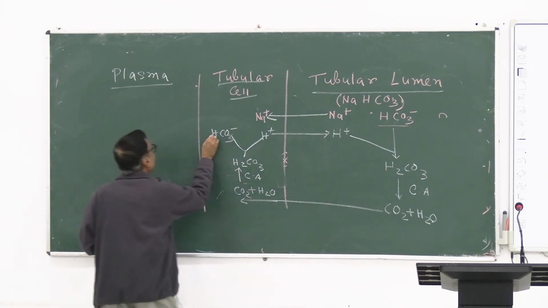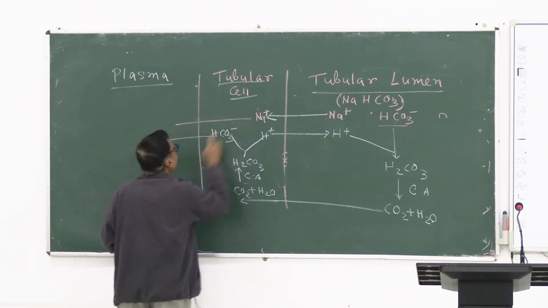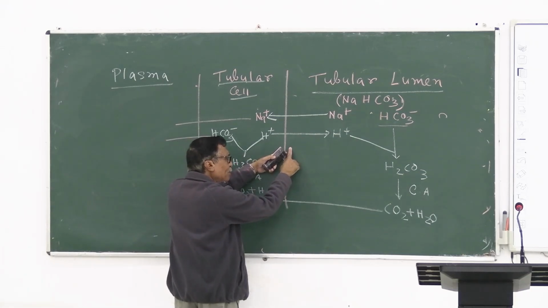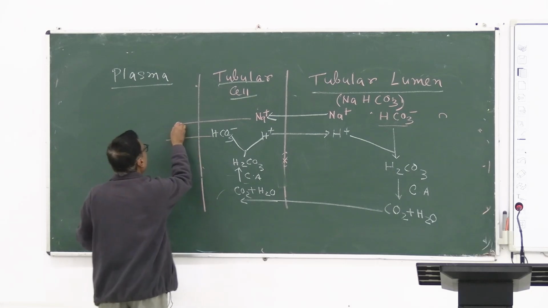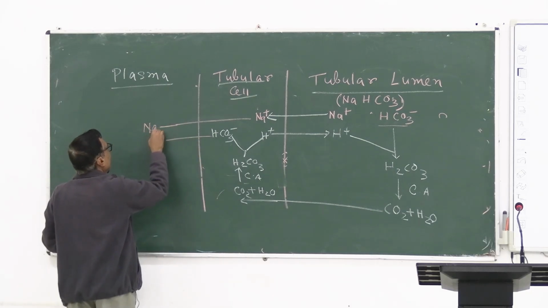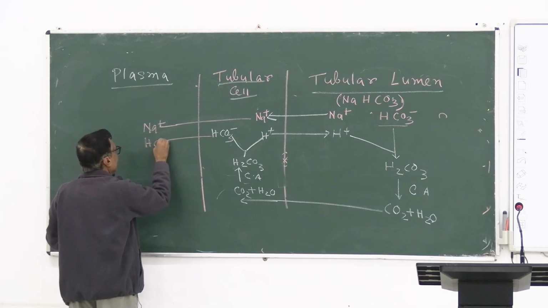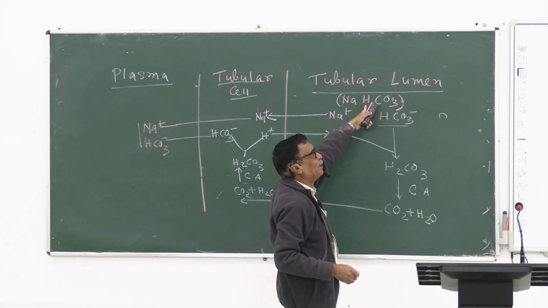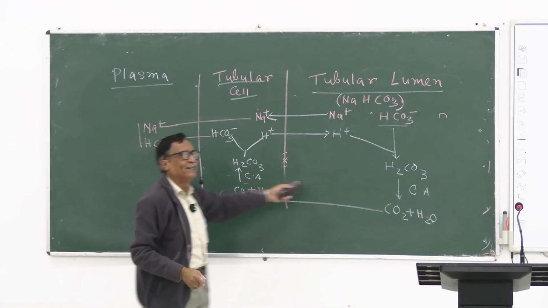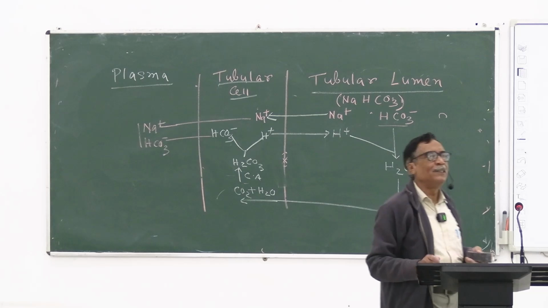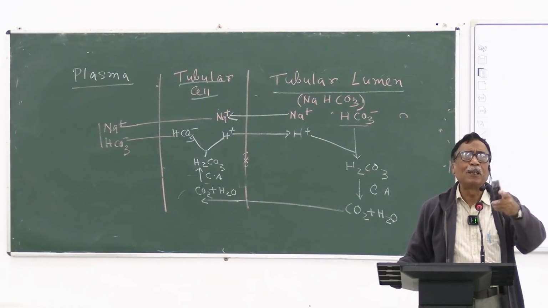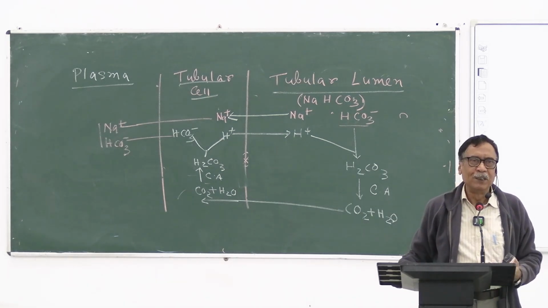bicarbonate ion, again easily. This side is permeable to bicarbonate, this side is not permeable to bicarbonate. Remember, this is not permeable to bicarbonate, this is permeable to bicarbonate. So sodium bicarbonate appears in the plasma. Sodium bicarbonate, which is present in the lumen, appears in the plasma by this mechanism, and this is called reabsorption of the bicarbonate. Reabsorption of the bicarbonate is a very vital function of the kidney to counteract acid base load, particularly acid load.